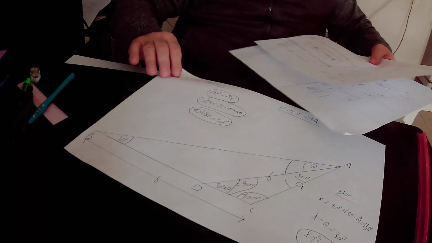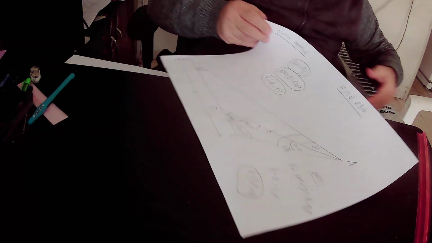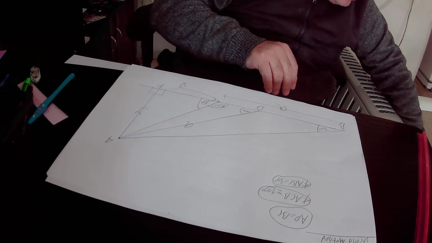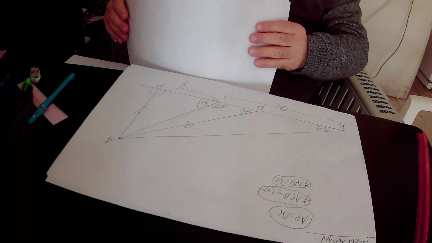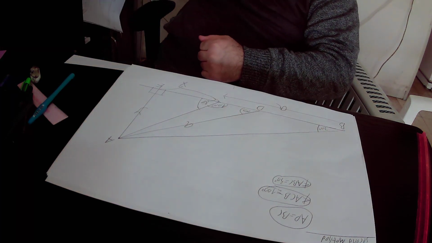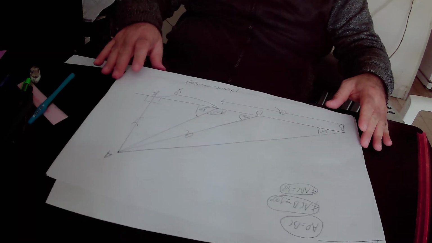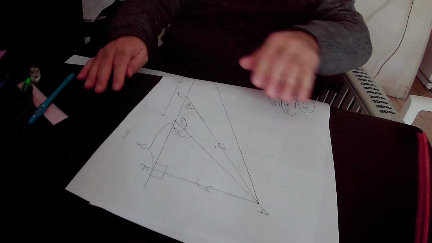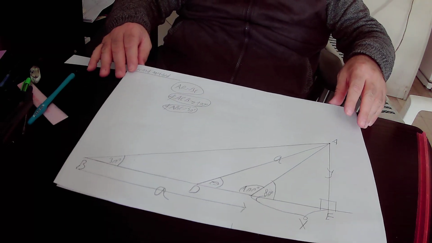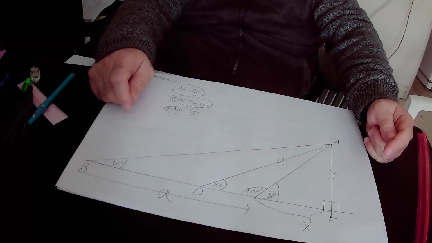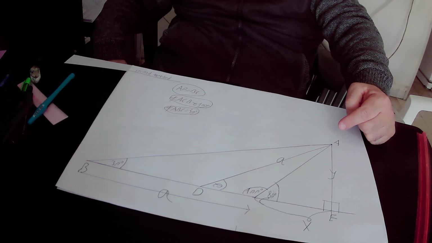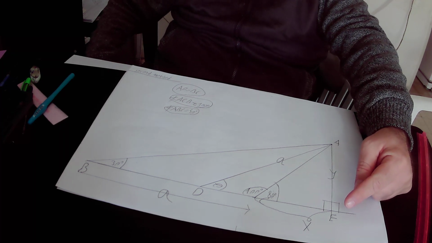Then I presented to you how to find the value of angle x according to the second method. In the second method, we did a construction. We extended side BC by a straight line, and then from point A we drew a perpendicular to the extended BC.